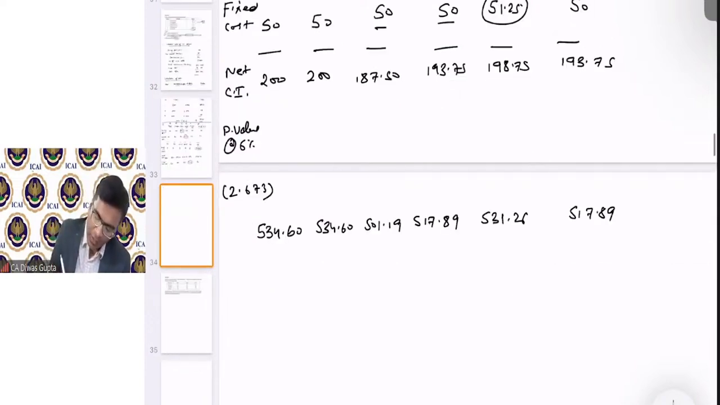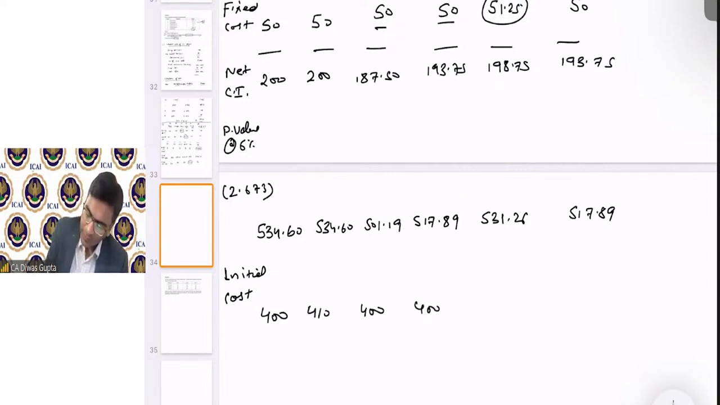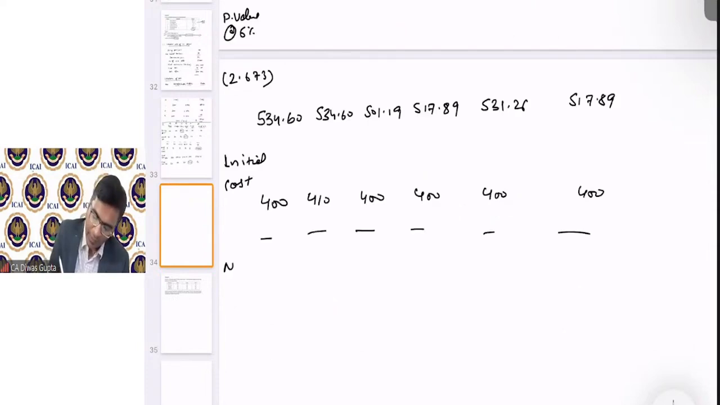Okay, so then the initial cost, which is the cash outflow. In the base case, it will remain the same, 400. In the second case, we assume there is an increase by 2.5%. So 400 plus 2.5% of 400 is 410. Then everywhere else it will be 400. So if we reduce this, we arrive at NPV. The base case NPV, which we have already calculated above, is 134.60.